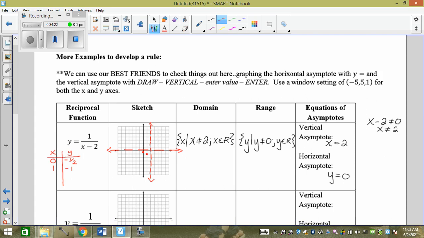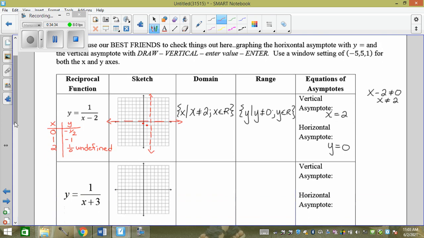I could plug in 2. I get 1 over 2 minus 2. Oh, that's 1 over 0, undefined. Oh, I just proved my asymptote is correct, right? I could plug in -1, and then I would get 1 over -1 minus 2, which is 1 over -3. I'm literally just plugging it in for x. I get -1 and -1/3. And this part's going to be over here like this, and it's going to curve along here.